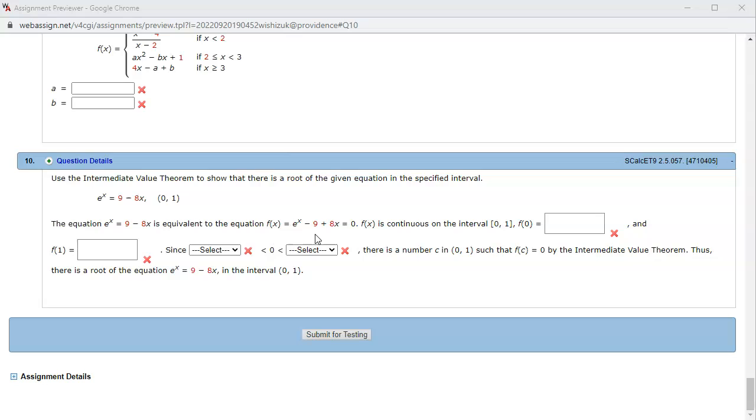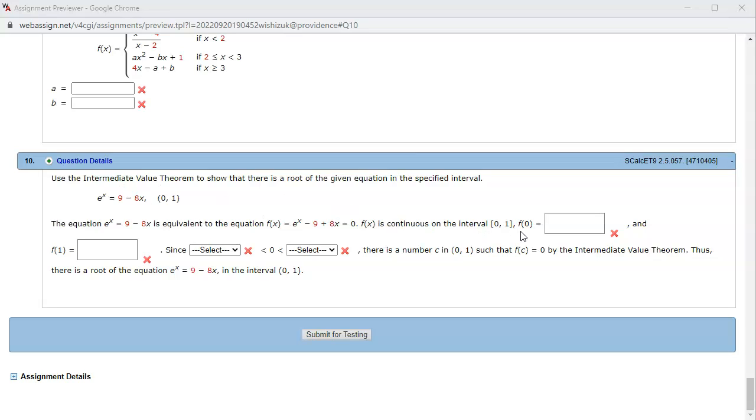We know that the exponential function is continuous everywhere, and this is a linear function here, 8x minus 9. If you add them up, you still have a continuous function. So everything is nice and continuous, and all we need is continuity on the closed interval from 0 to 1. So this satisfies the hypotheses for the intermediate value theorem.